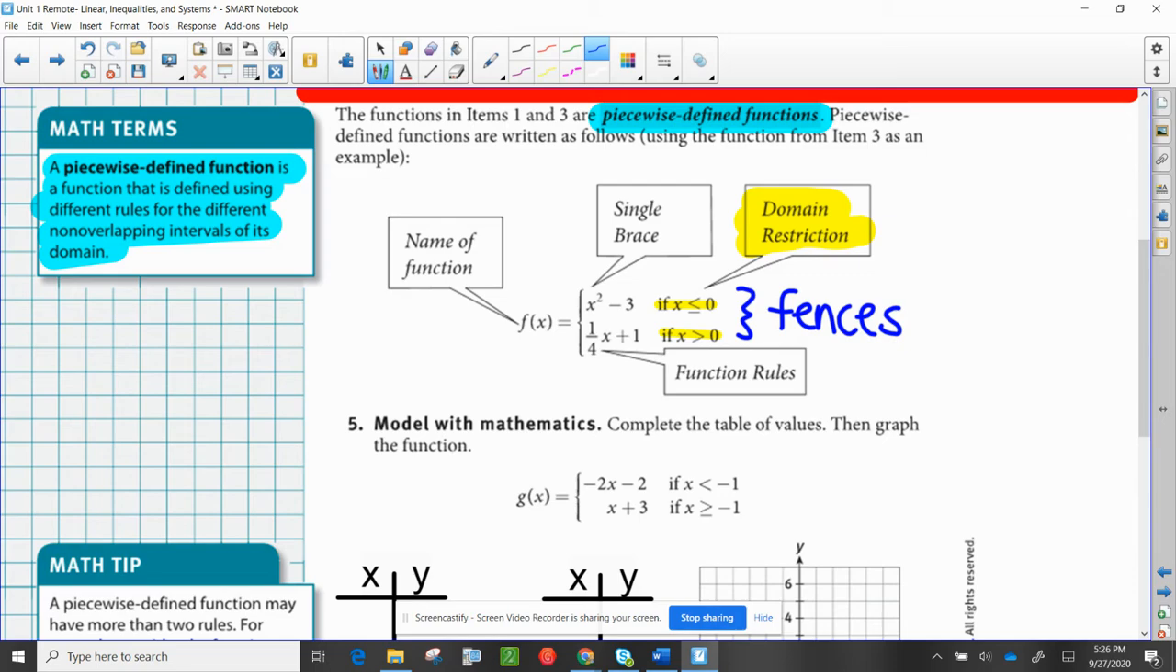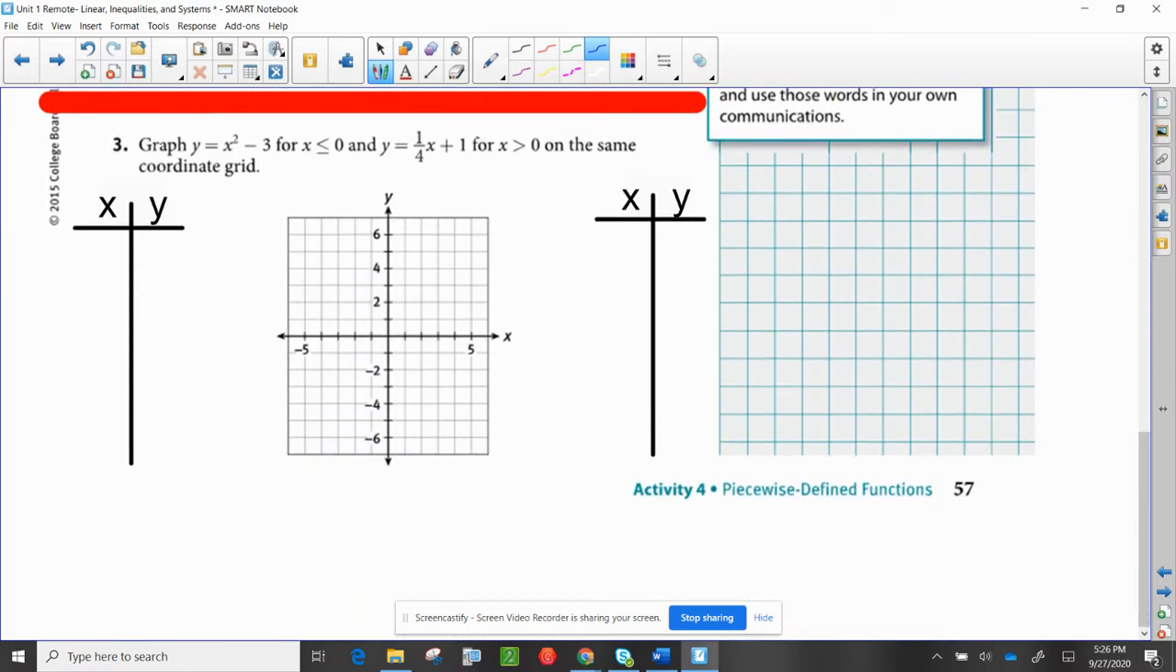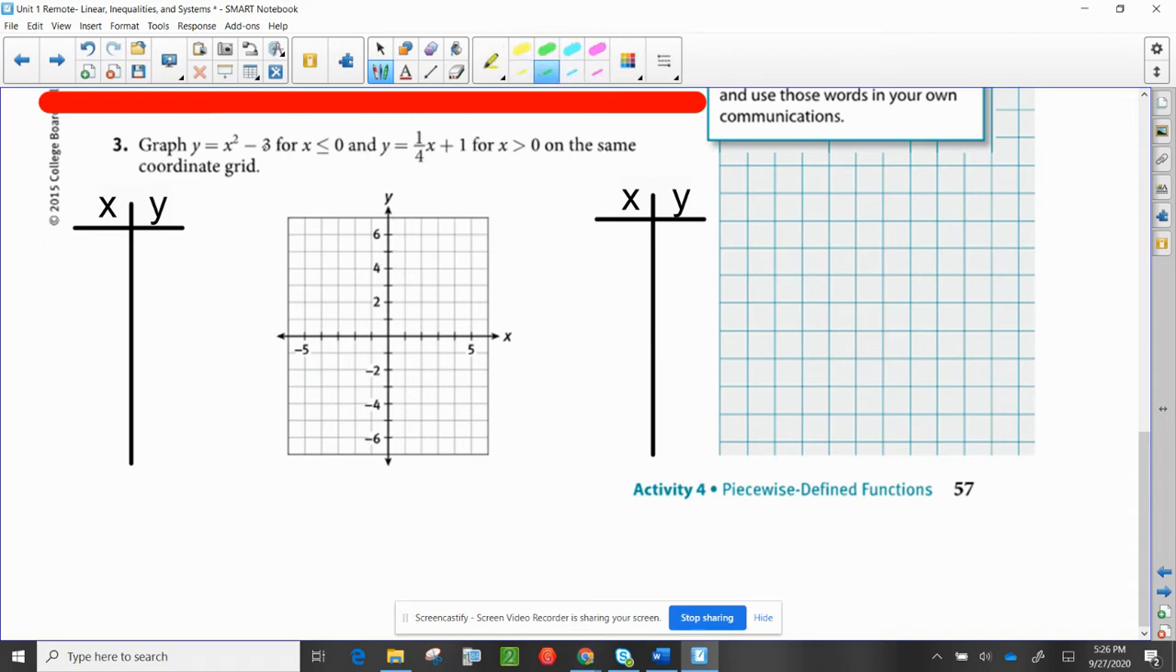Okay, if I go back to the first page, we're going to graph these functions for number 3. I'm going to show you 2 ways to do it. One way is to use these tables. We're going to make a table of values for each function. So here we have the function y equals x squared minus 3 when x is less than or equal to 0. And then we have the function y equals 1/4 x plus 1 when x is greater than 0.